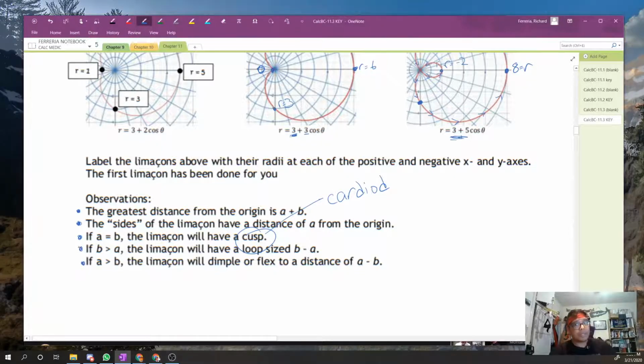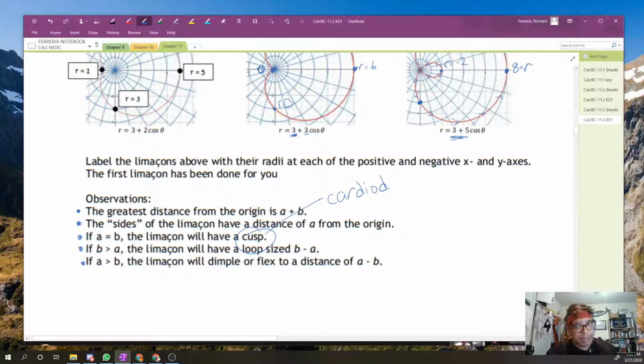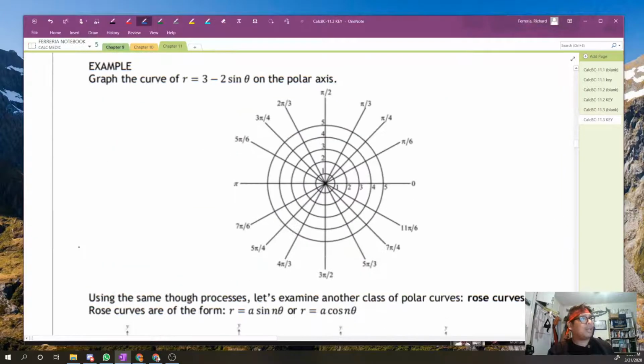That was a lot. I'm glad you can rewind and read that or listen to that all over again. Take a deep breath because we're going to move on to the next class of polar curves, which are called rose curves. Isn't that nice? You get hearts, cardioids, and you get roses. We should be doing this around Valentine's Day.